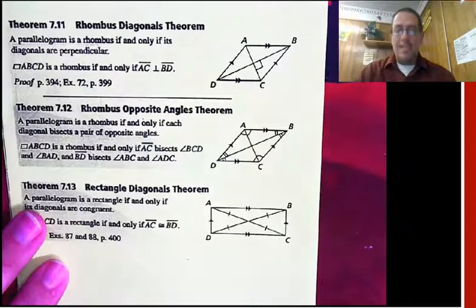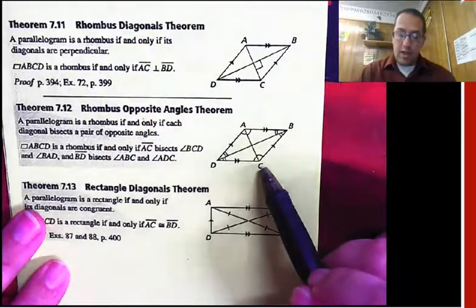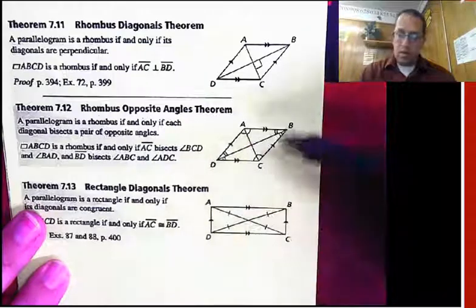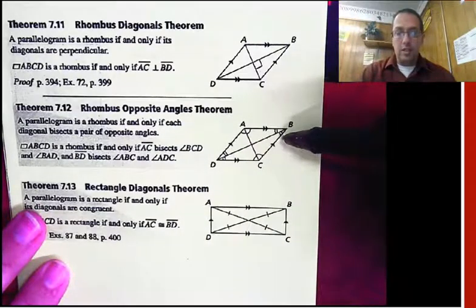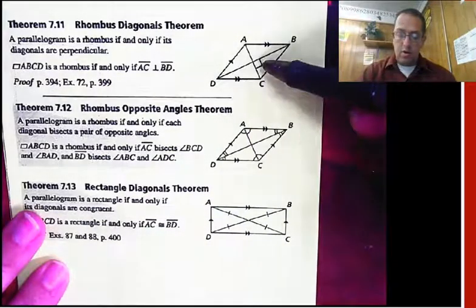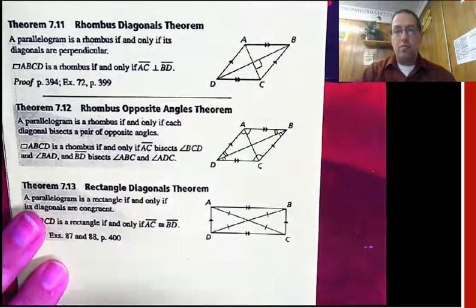Next, the rhombus opposite angles theorem. What this says is a parallelogram is a rhombus if and only if each diagonal bisects a pair of opposite angles. Okay, so the diagonal AC bisects angle DAB into two congruent angles. Okay, same thing with the other diagonal. It's going to bisect these two opposite angles. Okay, so for a rhombus and only for a rhombus, the diagonals not only are perpendicular to each other, but they are also going to bisect the angles. And this is only true for a rhombus. It's not true for any other parallelograms, only for a rhombus.